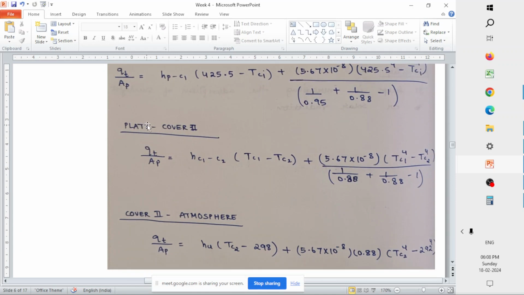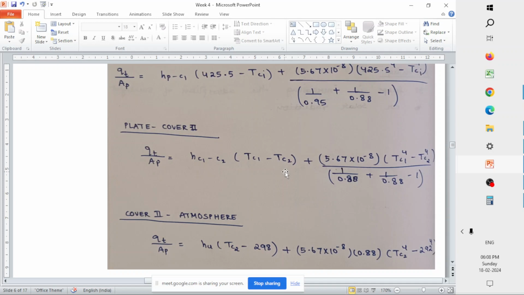Now we will see between cover 1 and cover 2 what the heat transfer coefficient is. So QT by AP is nothing but HC1C2 into (TC1 minus TC2). Here we do not know the temperature of both cover 1 as well as cover 2, and we do not know the heat transfer coefficient between cover 1 and cover 2. All three are variables to us, so we do not have any idea.